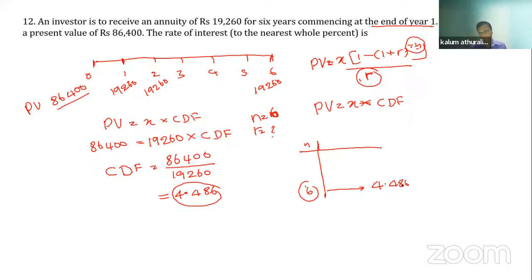Yes. What is the value of R? You can find the R from the top. R is 9. Yes, it is 9%. R is 9%. This is the answer. Understood? Right. Go to the next.